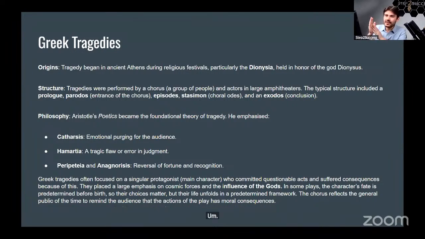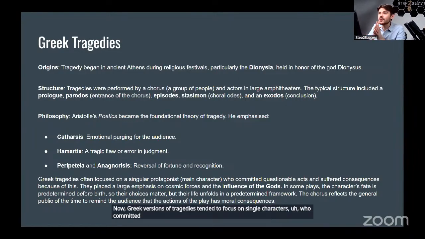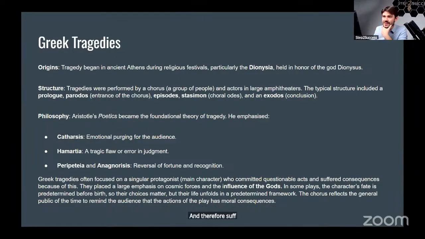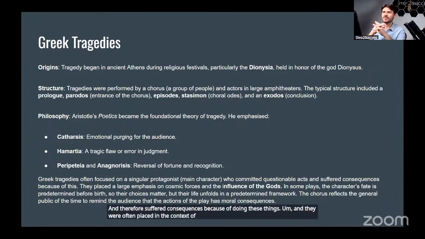Now, Greek versions of tragedies tended to focus on single characters who committed questionable acts of morality and therefore suffered consequences because of doing these things. And they were often placed in the context of large cosmic forces, so in terms of the Greek gods, who would influence their lives.